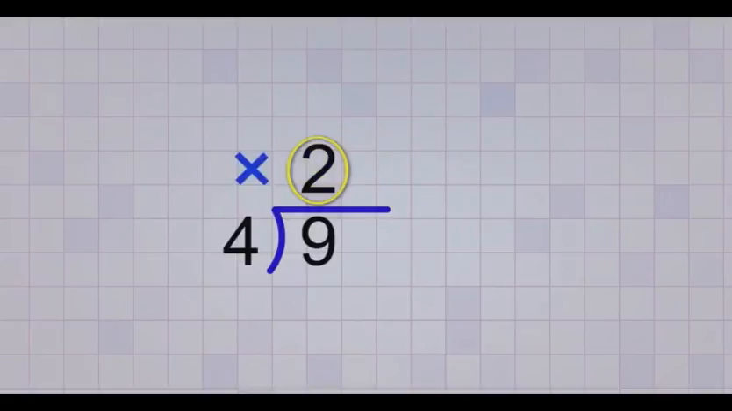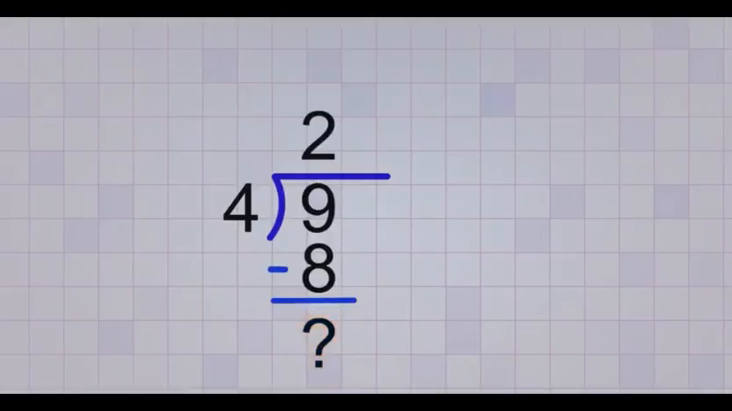We multiply that 2 by the 4, and we get 8. Then we write the 8 below the 9 so we can subtract it and find our remainder. 9 minus 8 equals 1. So that means our remainder is 1.